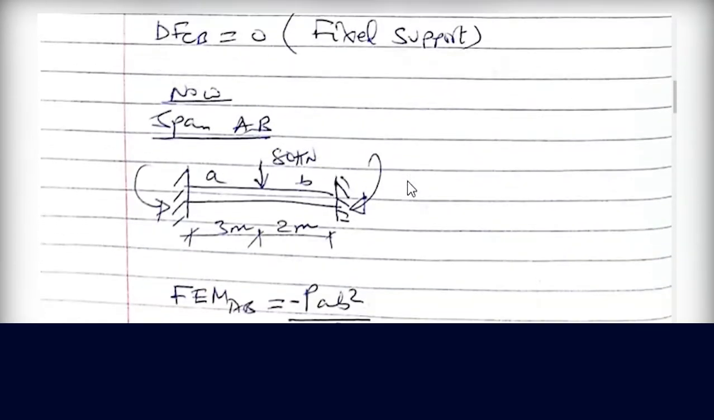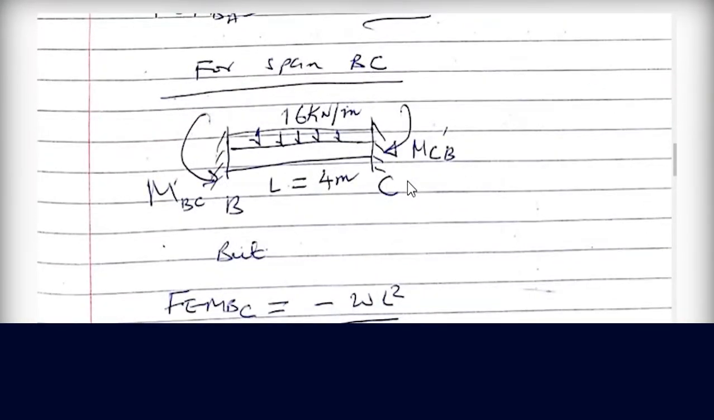On proceeding, once we take the support between B and C, it will be like this one. The distance between B and C is 4 meters, as we said. Now this one is fixed with this one and this one, so it is a fixed support. Now the moment between B and C is accompanied by a negative.